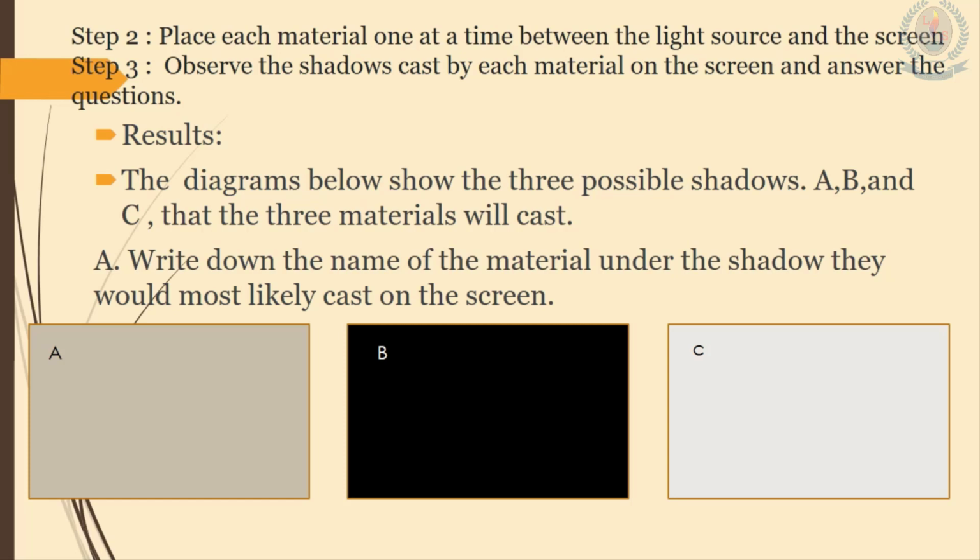Shadow A, tracing paper. Shadow B, white paper. Shadow C, clear plastic.